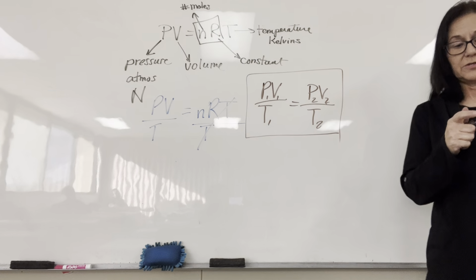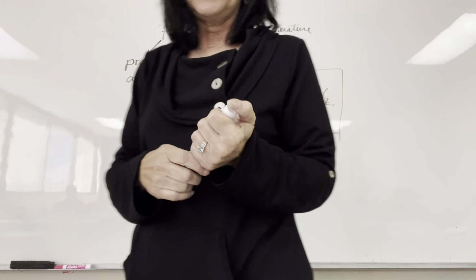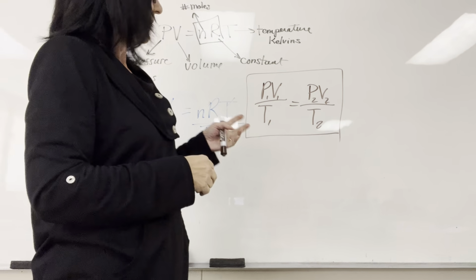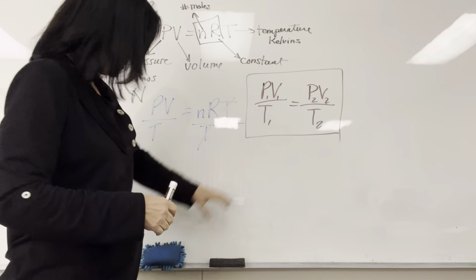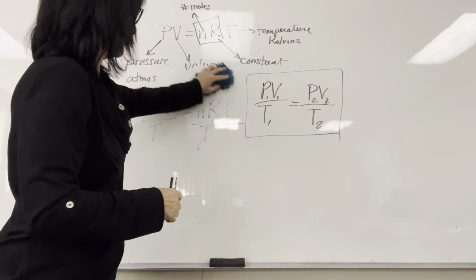But I think it's important for us to understand we're really saying that the number of moles and the constants are equal. So we're not really ignoring it. We're just setting the two equal. So here's the key formula for this lesson.